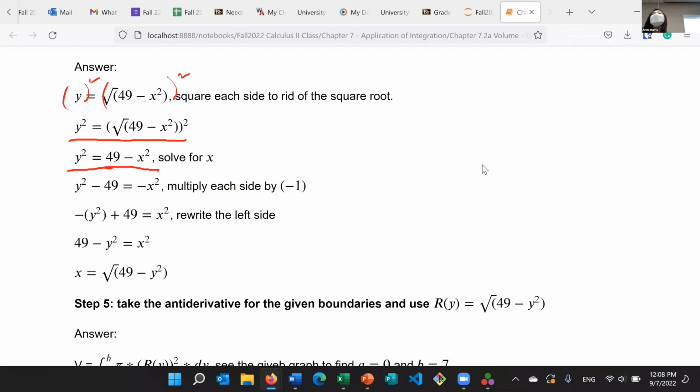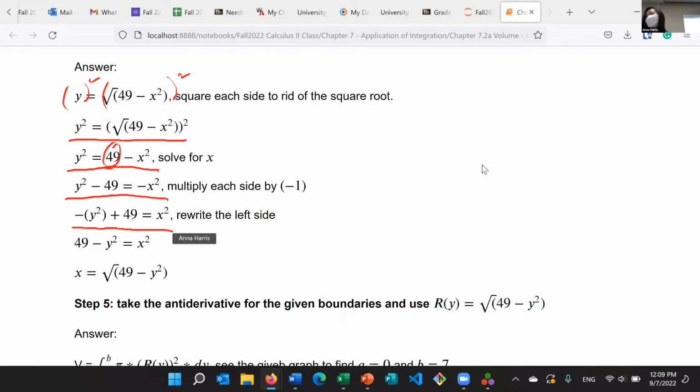Now what do you do? You solve for x, right? So what do you do now? You move this to the other side. So you have this. After that, what do you do? You want x to be what? Positive. So you multiply everything by -1, then you have this.